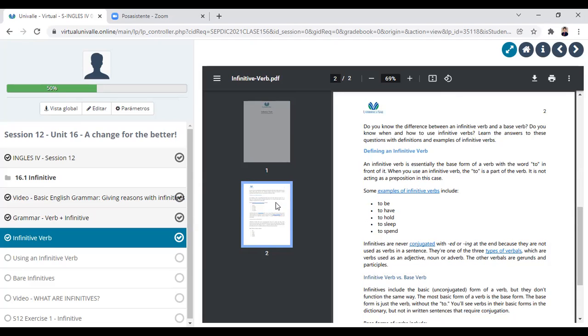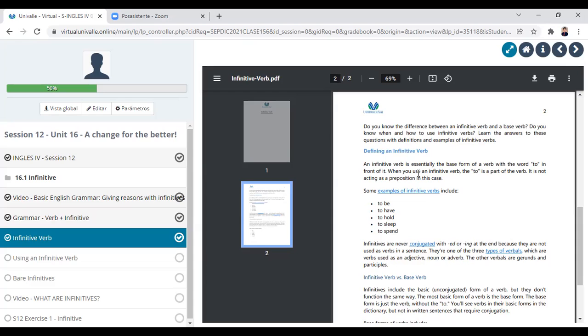Some examples of infinitive verbs include to be, to have, to hold, to sleep, to spend. Infinitives are never conjugated with ed or ing at the end because they are not used as verbs in a sentence. They are one of the three types of verbals, which are verbs used as an adjective, noun, or adverb. The other verbals are gerunds and participles.